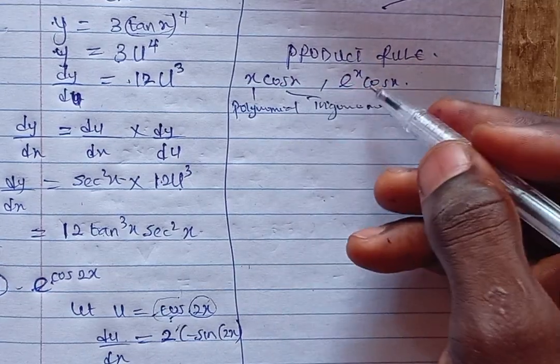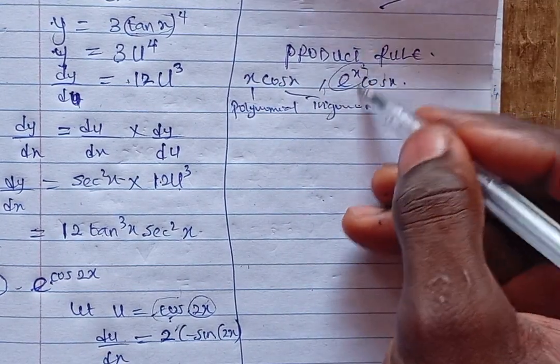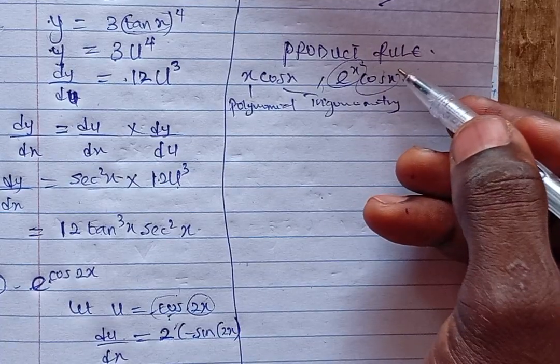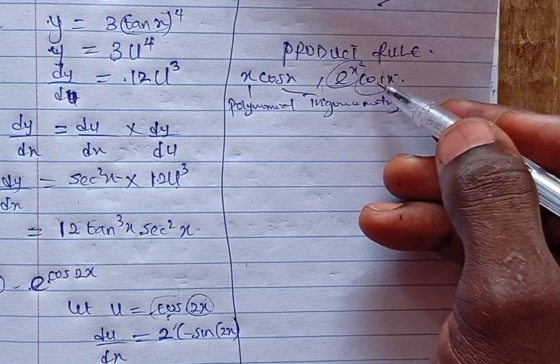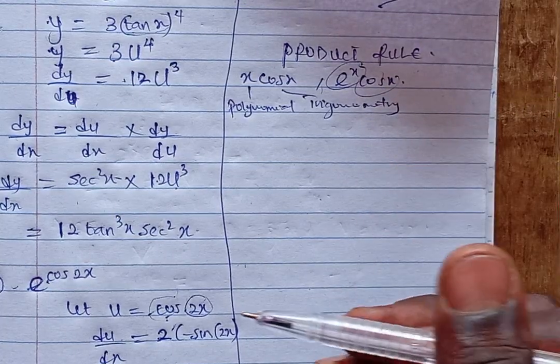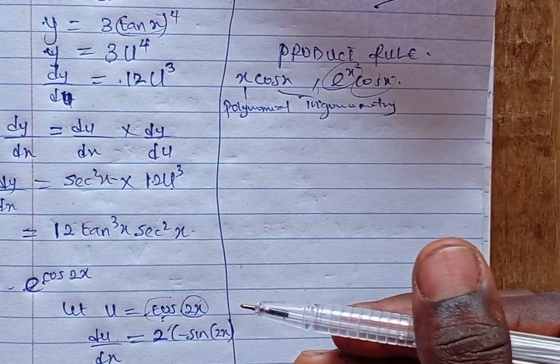You should know that the exponential and the trigonometric functions are joined together by multiplication. That's why we call it product rule. They are joined by multiplication. Do you understand what I'm saying?